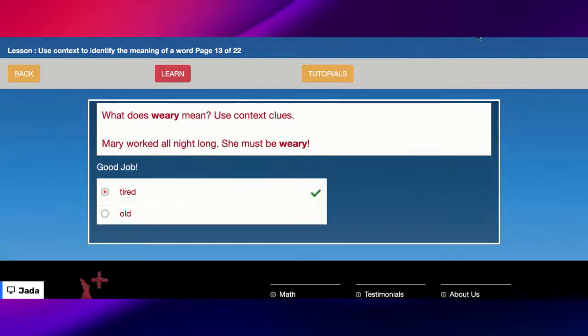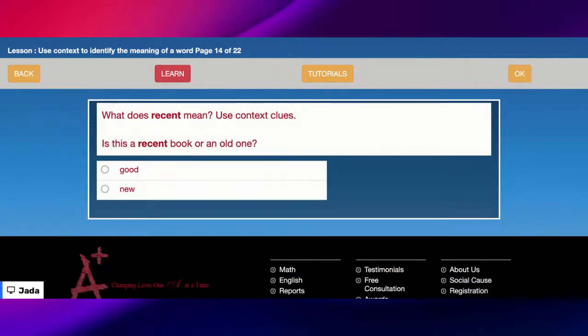Okay, so that's it for context clue. We still have some more questions. I would want you all to complete this. If you haven't done this test before, please complete this test. But before we finish, you can ask me any questions on the chat.